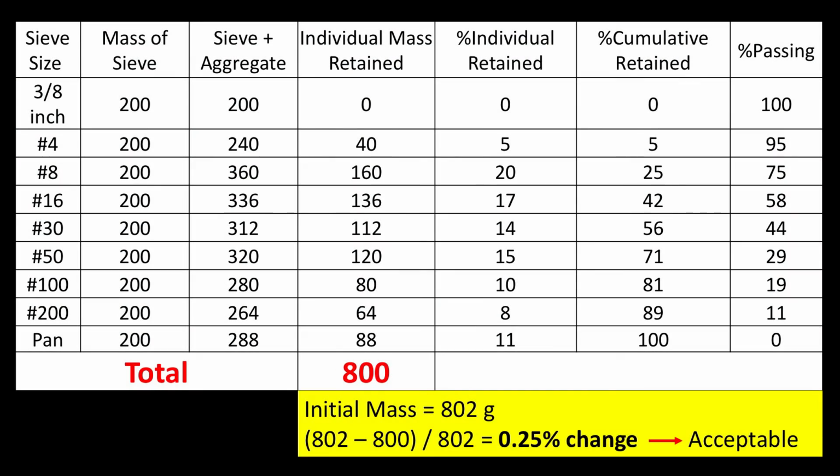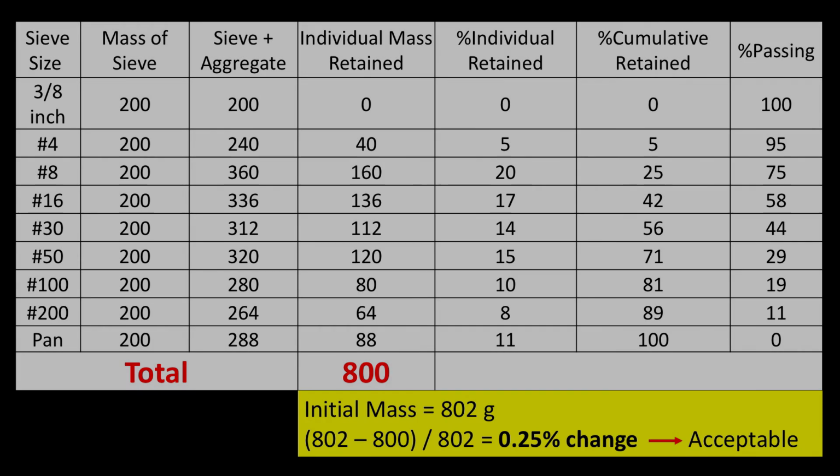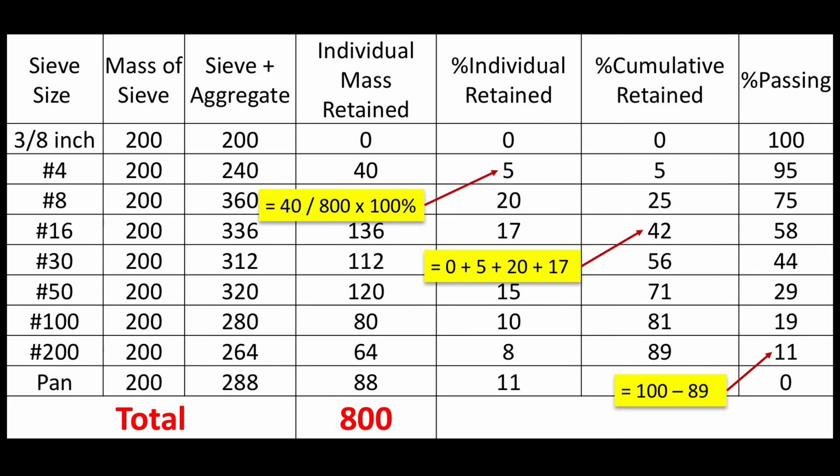Total the masses of aggregate retained on each sieve size and check the total against the original sample mass. Results are acceptable if they differ by no more than 0.3%. For each sieve size, calculate the percentage of total aggregate retained on each sieve by dividing the individual masses retained by the total sample mass.